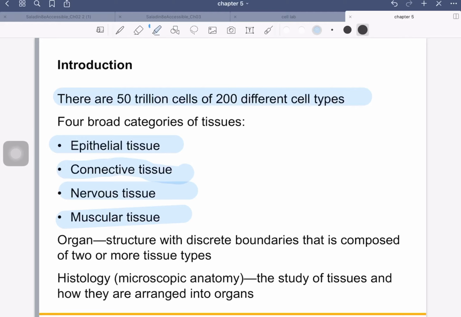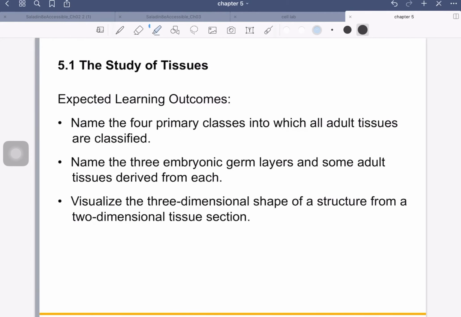And what you want to do is develop sort of a checklist as to what are the key characteristics epithelial will have versus connective versus nervous versus muscular. So when you start to look at the slides, you already have a preconceived notion of what you should be looking for. Now, just want to mention, an organ is a structure with discrete boundaries composed of 2 or more tissues, and of course histology is the study of tissues and how they're arranged.